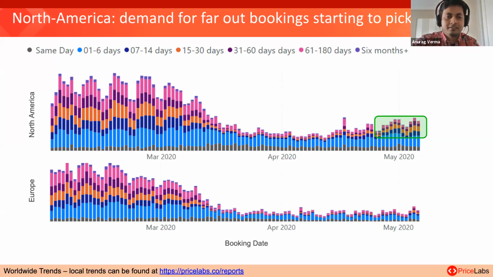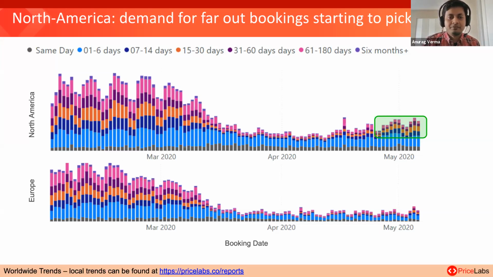The graph has been split into different colors by lead time. Most of you are going to be familiar with lead time, but for those who are not, it's how far out people are booking. In normal times, at the bottom you see this dark green-gray color, which is same day bookings. So there was a thin sliver of same day bookings. Light blue was bookings made within the next week. Then dark blue is 7 to 14 days out. Orange was 15 to 30 days out, and so on and so forth.